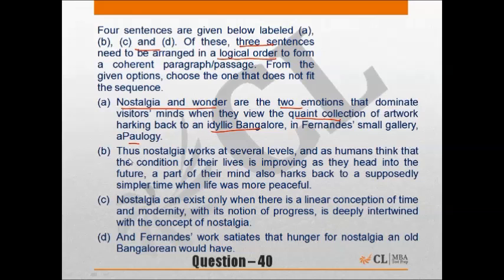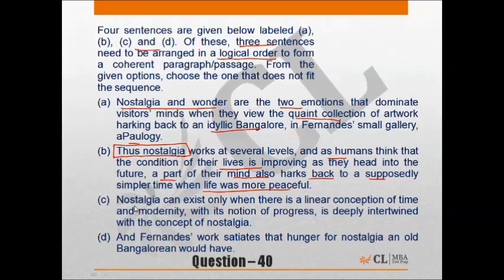Statement B. Thus nostalgia means this has to be a conclusion drawn on something or a follow up on some earlier statement. So statement B has to have something which is connecting to it before it. Thus nostalgia works at several levels, and as humans think that the condition of their lives is improving as they head into the future, a part of their mind also harks back to a supposedly simpler time when life was more peaceful.